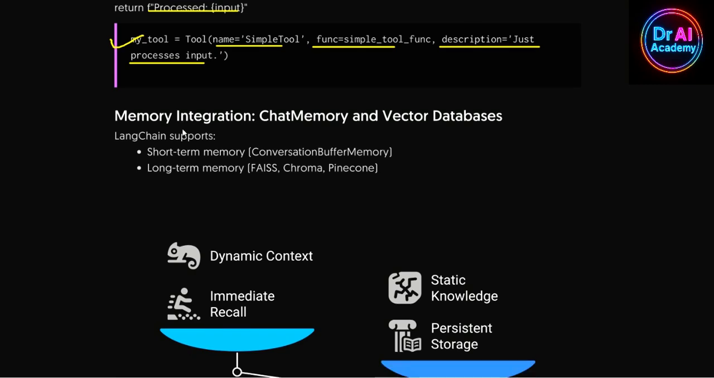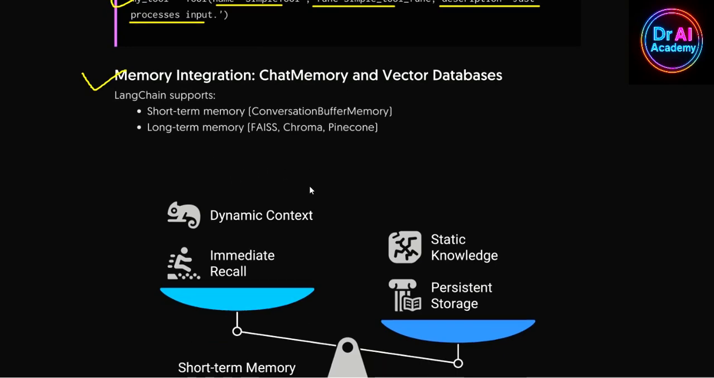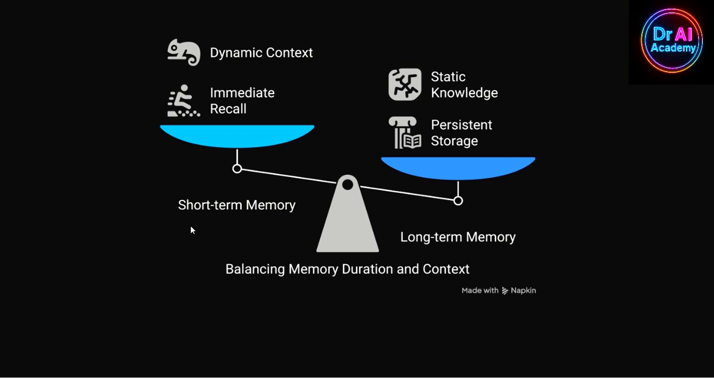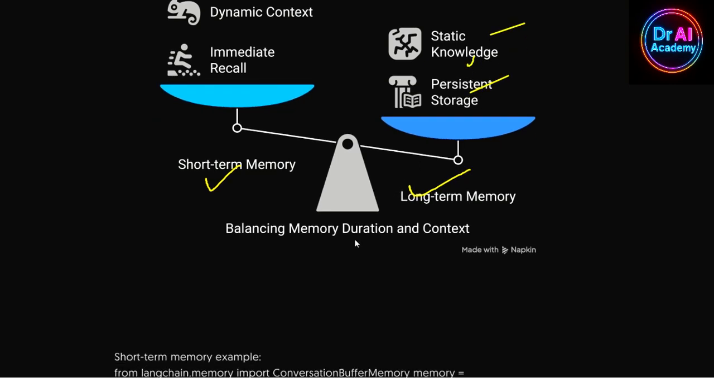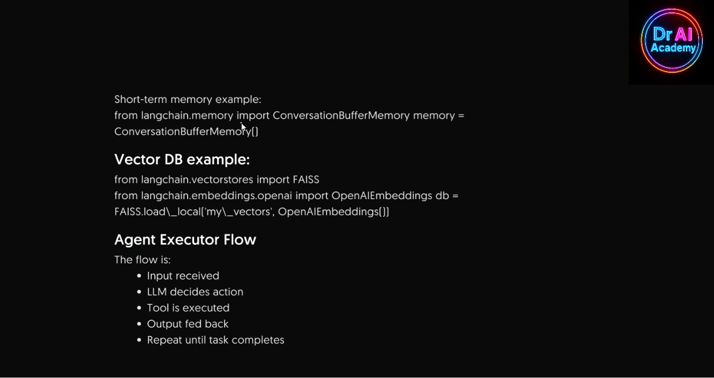Step 4. Memory integration. What's a smart agent without memory? LangChain supports both. Short-term memory, using ConversationBufferMemory or chat message history. Long-term memory, using vector stores like FAISS, Chroma or Pinecone. You can set up chat memory like this. From langchain.memory import ConversationBufferMemory. memory equals ConversationBufferMemory.